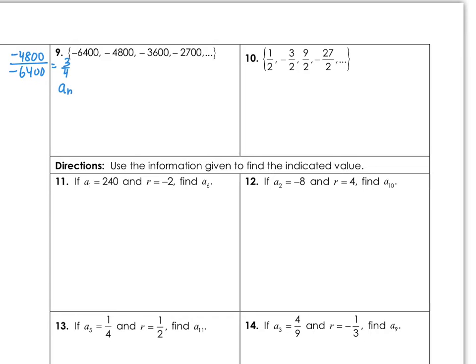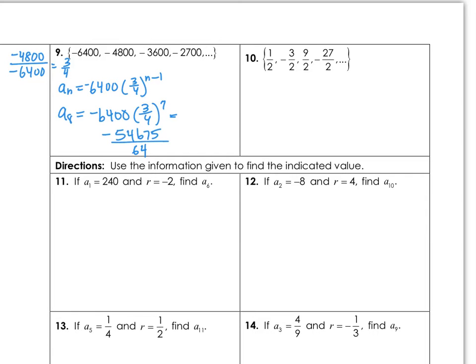Okay, so the nth term is found by taking the first term, which is your negative 6,400, and multiplying it by 3/4, n minus 1 times. So if we want the 8th term, then we just say negative 6,400 times 3/4 to the 7th power, because that is 7 times. Oh wow, we get a big number right here. What is that? Negative 54675 divided by 64.